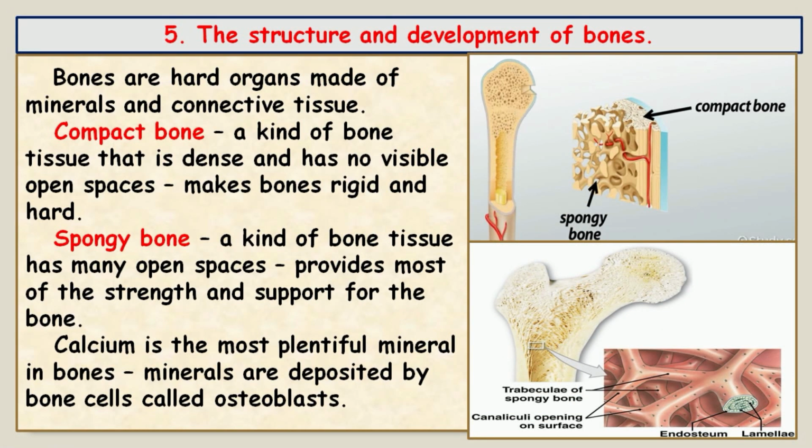The structure and development of bones. Bones are hard organs made of minerals and connective tissues. Compact bone, a kind of bone tissue that is dense and has no visible open spaces, makes bones strong and hard. Spongy bone, a kind of bone tissue with many open spaces, provides most of the structure and support for the bone.